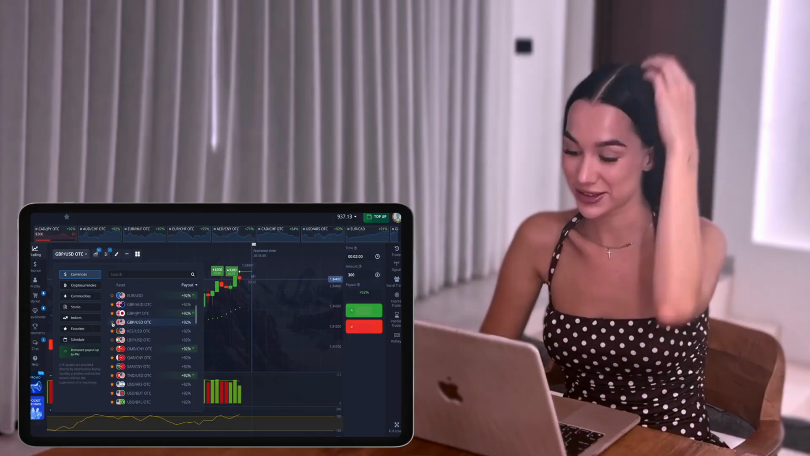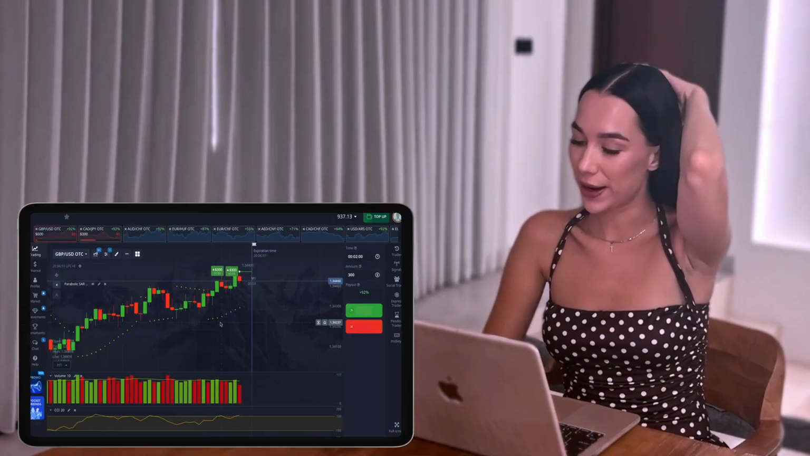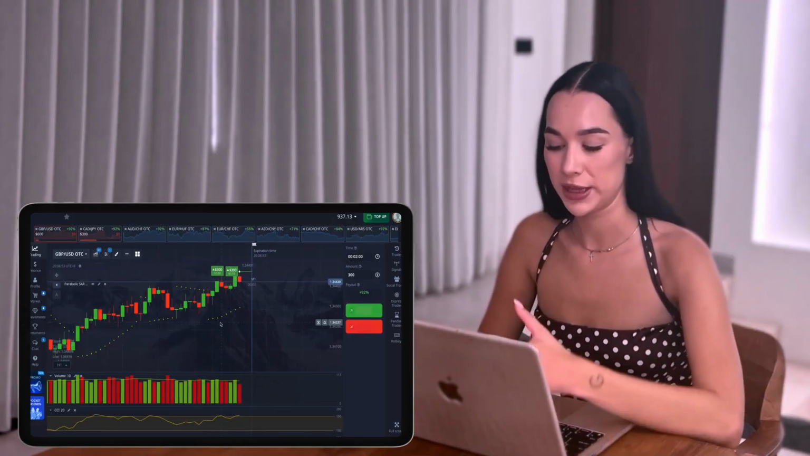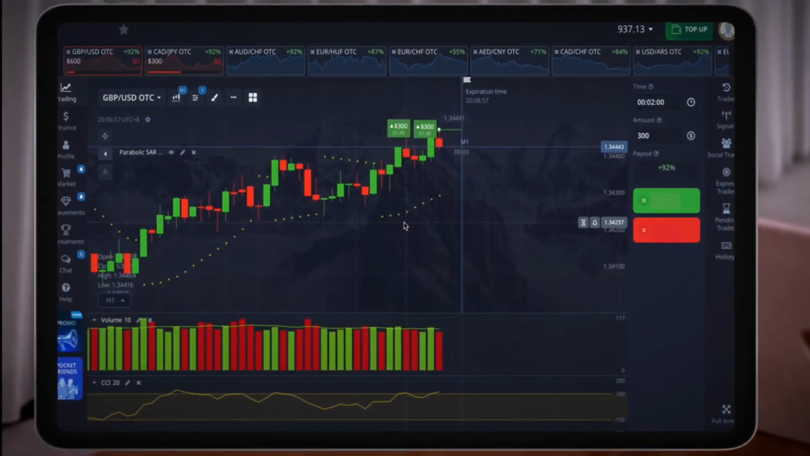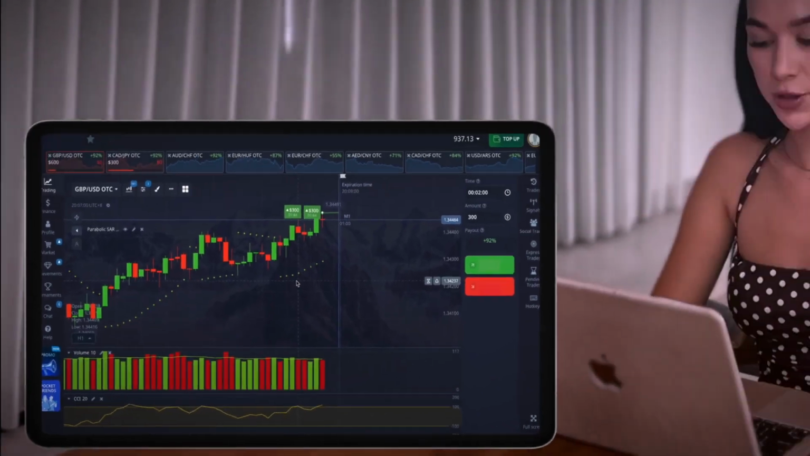Yeah, as you can see, now we start having it as well. Okay, but let's analyze that. So let's start with the indicators. First of all, we can see that Parabolic SAR dots is below the chart, moving from bottom to top. So it's the first buy signal.